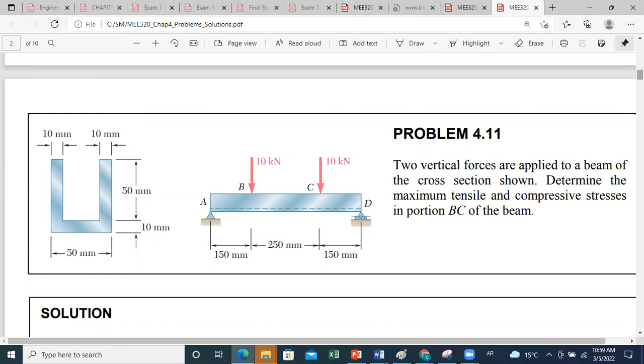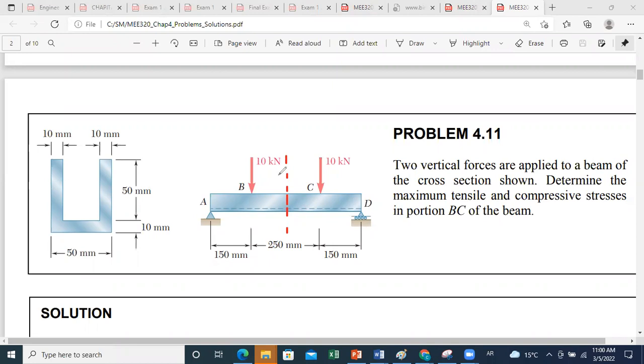Okay, so in this problem we want to find the maximum tensile and compressive stresses acting in BC. This example is a little bit similar to what we have introduced in the course material, because you will see that BC is subjected to pure bending. We can see this because if I do a section, I will only obtain a bending moment, without any normal or shear force.